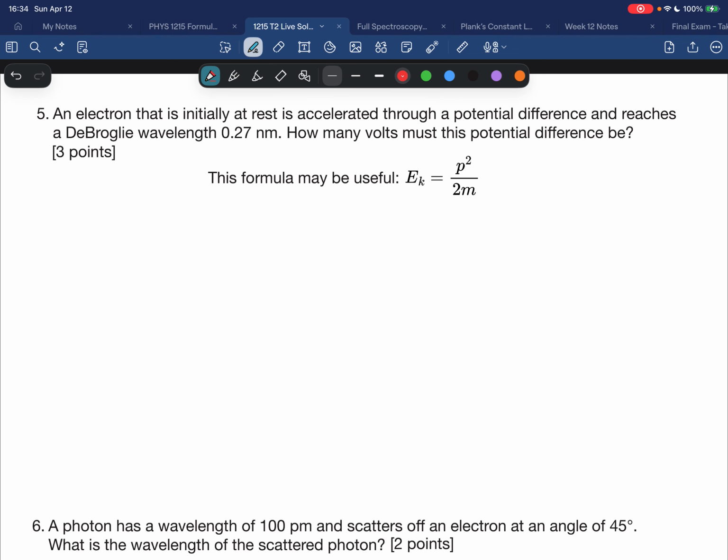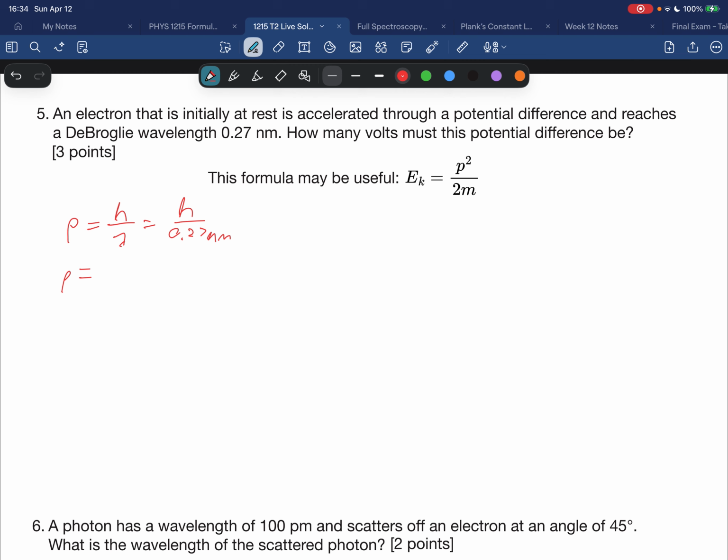This is essentially just the same calculation as done on the assignment, just a little bit easier. Instead of having you derive this formula, I just give it to you. So first, I'm going to find the momentum based off of the de Broglie wavelength. So that is Planck's constant divided by 0.27 nanometers.